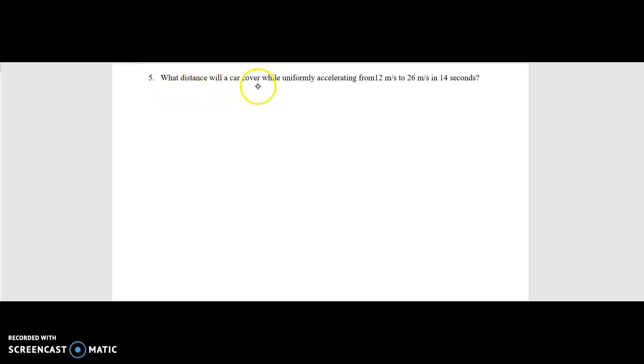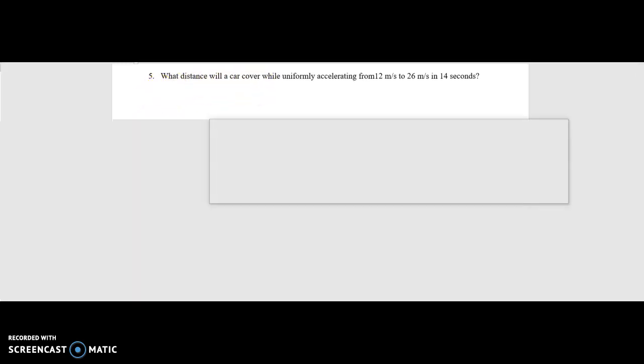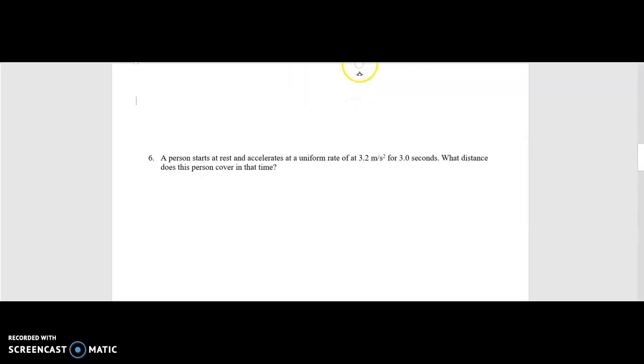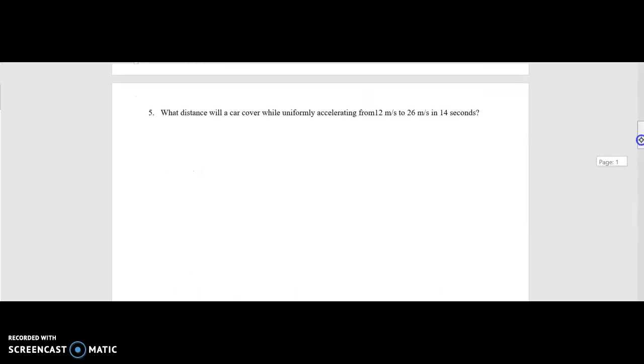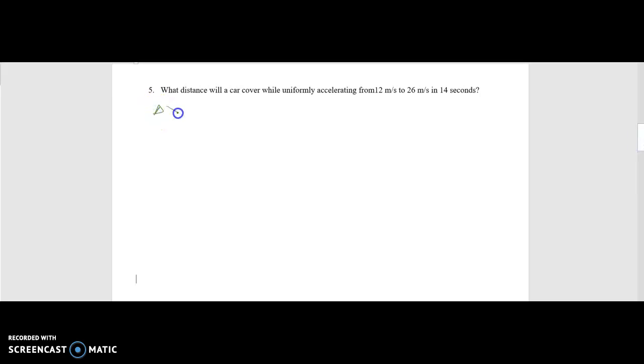What distance will a car cover? Sounds like we're looking for delta x equals. While uniformly accelerating, so there's some acceleration there, from 12 meters per second. So that means our initial velocity is 12 meters per second to 26. So our final velocity is 26 meters per second in 14 seconds. So that's a time of 14 seconds.